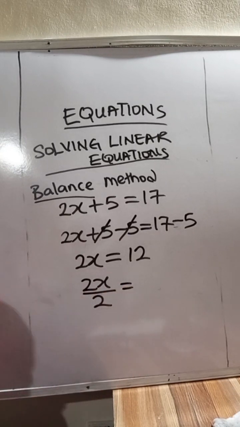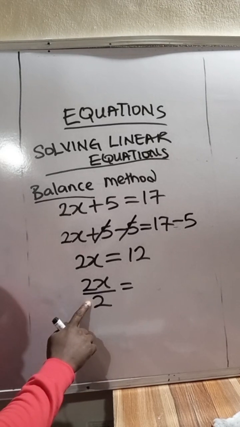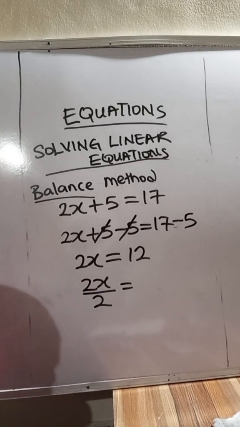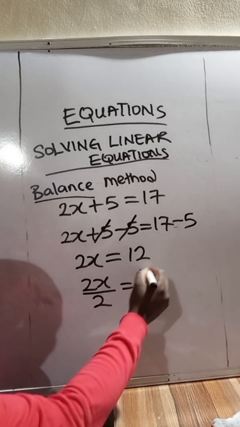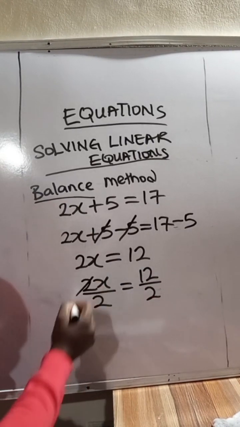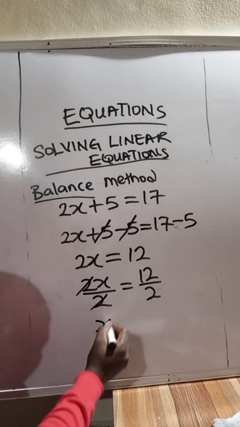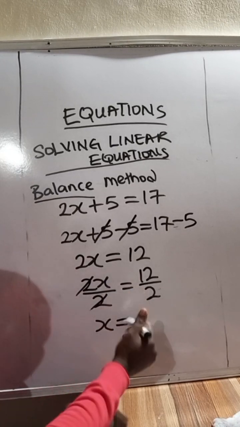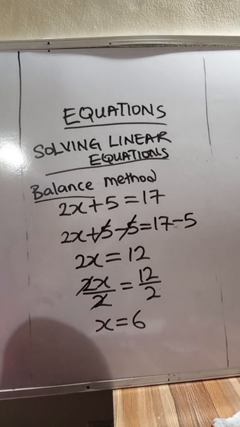But the balance method comes into play again. You've introduced divided by 2 to the left, so you have to do the same thing to the right. So we are also going to do the same thing, 12 divided by 2. Okay, so now 2 is going to cancel out 2. We're going to have x is equal to 12 divided by 2 is going to give us 6, which is the final answer.